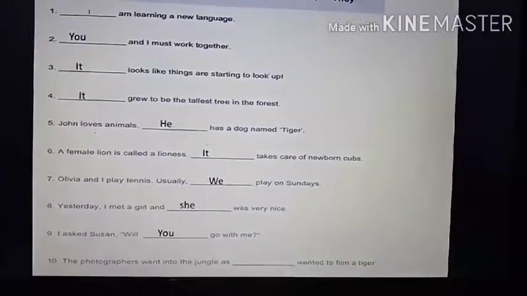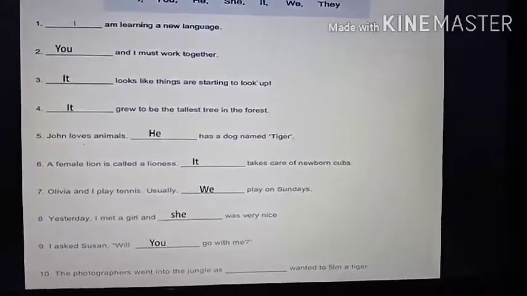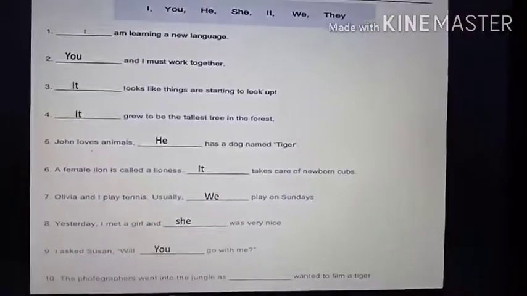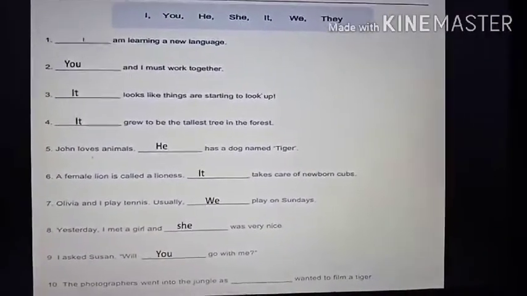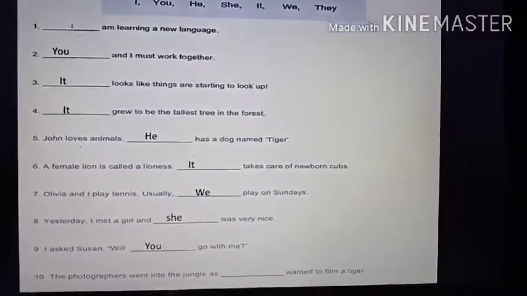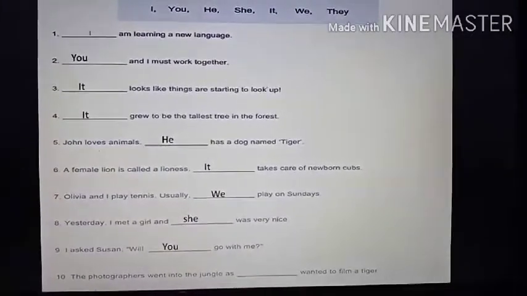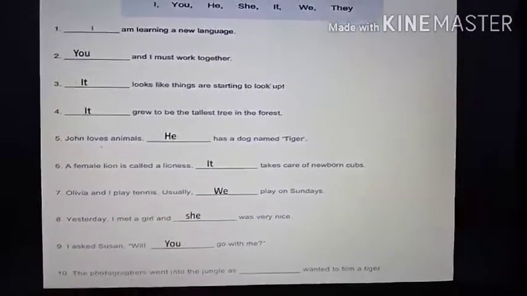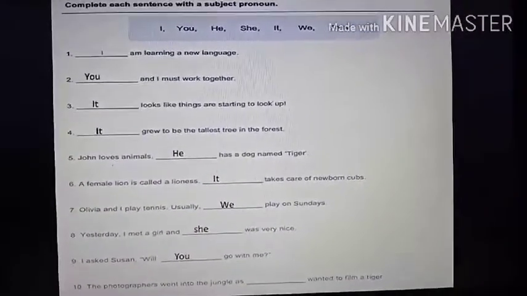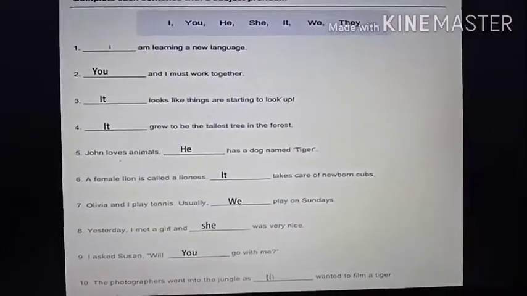Suppose you want a pencil, will you give me a pencil? Will you give me an eraser? When you're asking somebody, you have to use you in the question. So I asked Suzanne, will you go with me? The pronoun you will come. And the last one is, the photographers went into the jungle as they wanted to film a tiger. Here we are talking about the photographers. There are many photographers. So whenever there are many people, which pronoun will come? Yes, they will come. Understood, students?